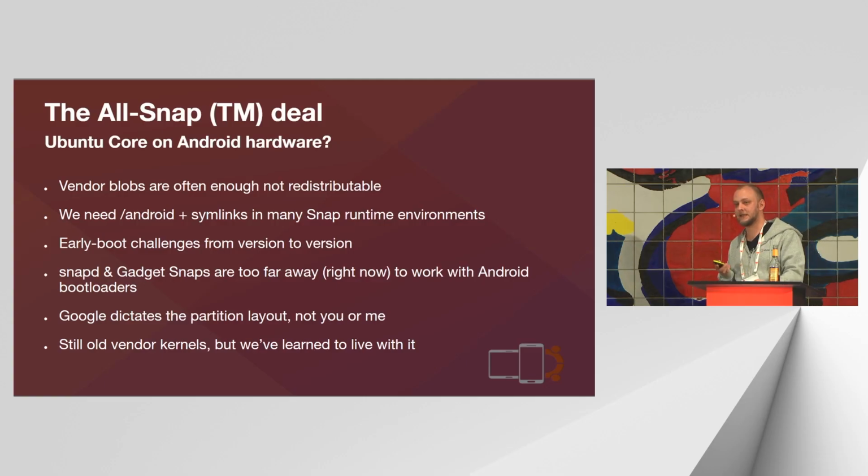Now, the all-snap deal, just to finish this off real quick. We have seen a few reasons why this all-snap idea for an Android-based device would be harder to pull off than on mainline. We have the vendor blobs, which are not very often redistributable at all. And again, we rely on a pre-installed, very specific Android version providing the blobs for us to ship all free and open source software. We need /Android, so the Android rootfs, plus a few symlinks in the snap runtime environment. We have seen a few challenges with the initramfs situation in early boot. Snapd and gadget snaps are right now not capable of handling the setup for Android bootloaders to actually provide a bootable image. It's just not there yet.